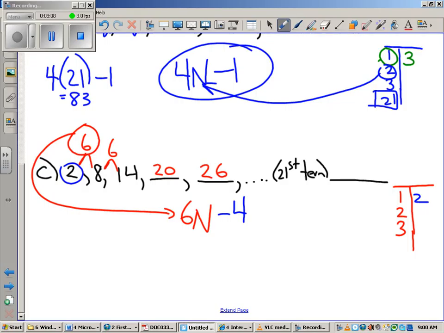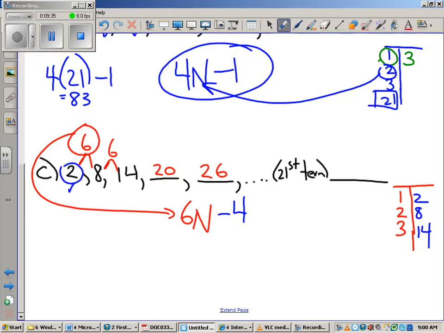Go ahead and try it again. You put 1 into the variable. 6 times 1 is 6, minus 4 is 2. You know the first one works. Let's take a look at the second one. It should be 8. So we put the 2 in for the variable. 6 times 2 is 12, minus 4 is 8. Check it one more time. We know the answer should be 14 looking at our data set. Put the 3 in. 6 times 3 is 18, minus 4 is 14, and we are good to go.